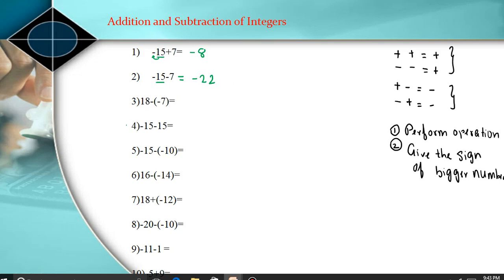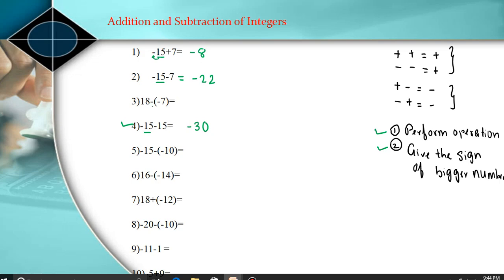Okay children, now we'll solve one more question. The fourth one we'll solve first. Minus minus becomes what? Plus. So perform the operation: 15 plus 15 is 30. Now give the sign of the bigger number. You will say that here both are 15 and 15. Children, if the numbers are the same, then you can give the sign of either number. The 15 has only the minus sign, so give here minus. I hope it is very clear to you. First perform the operation according to the sign, then give the sign of the bigger number.